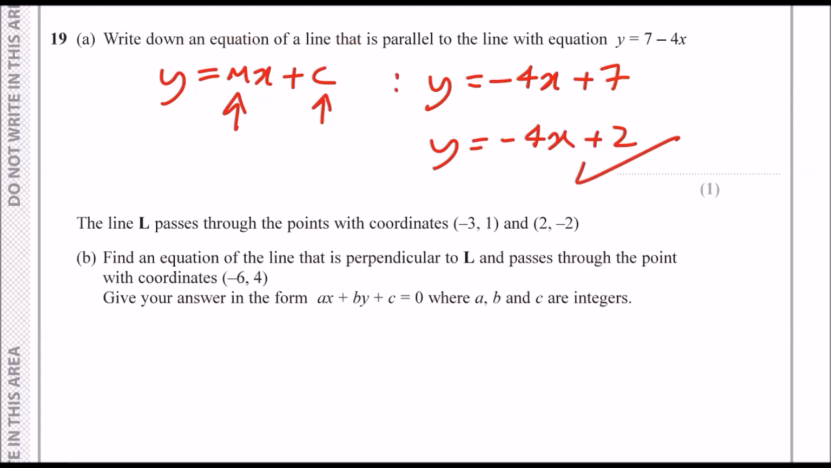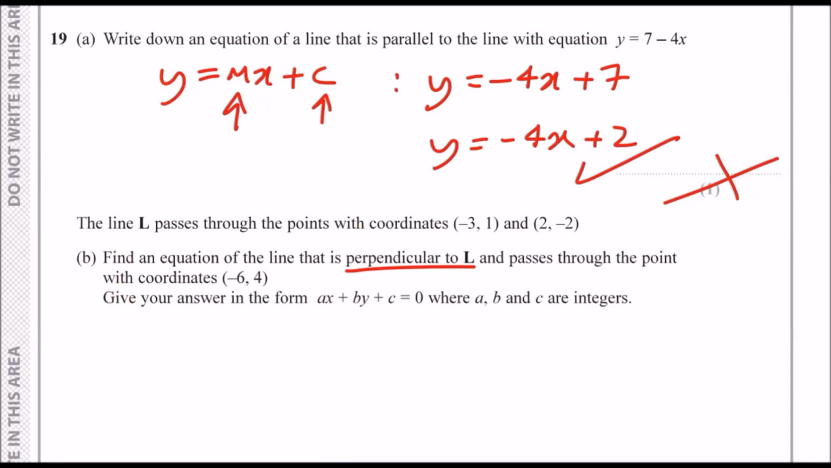Now for the next bit, it says that the line L passes through the points with coordinates minus 3, 1 and 2, minus 2, okay? Find an equation of the line that is perpendicular to L. So again, like parallel meant same gradient, perpendicular means the gradient has been flipped, yeah? Has a negative reciprocal. We're going to get to that. And passes through the points of coordinates minus 6, 4. Give your answer in this form.